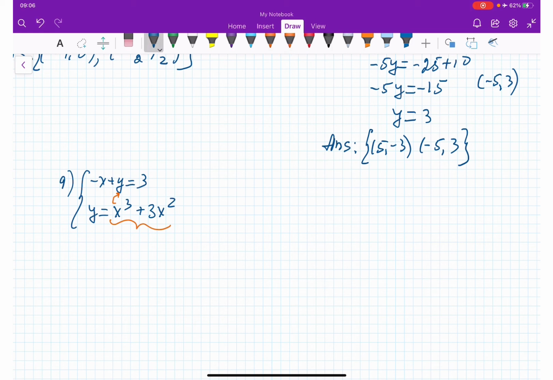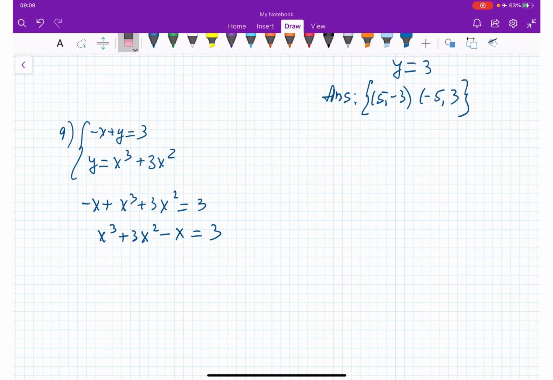So it's going to be negative x plus x cubed plus 3x squared equals 3. Bringing this 3 to the left side, x cubed plus 3x squared minus x minus 3 equals 0. When we have 4 terms, there is one method that uses 4 terms. That's the method of grouping.